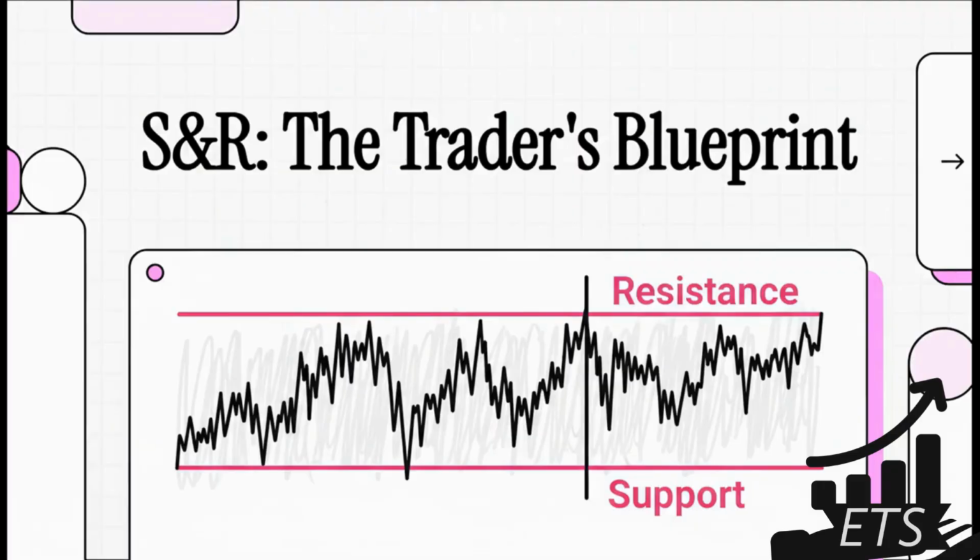You ever look at a stock chart and just wonder, why? Why does the price seem to hit an invisible wall and just stop? Or why does it fall to a certain point and then, almost like magic, bounce right back up? Well, I'm here to tell you it's not magic. It's a blueprint. And together, we're going to decode the market's hidden structure.